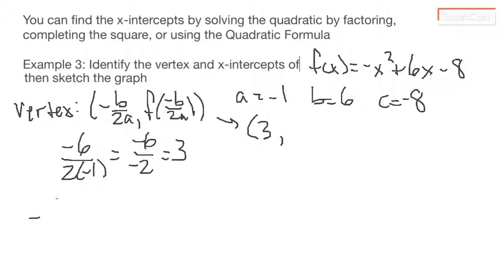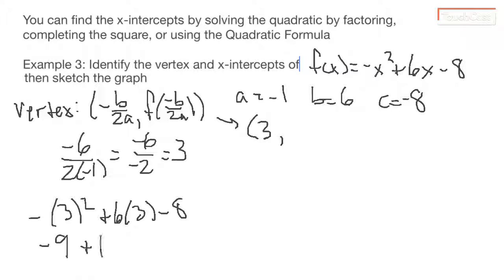Now let's put 3 into the function and figure out what the y-coordinate is. So we're going to have negative 3 squared plus 6 times 3 minus 8. Well, 3 squared is 9. So we're going to have negative 9 plus 6 times 3 is 18. And then we're going to subtract 8. So negative 9 plus 18, that's 9. And 9 minus 8 is 1. So our vertex is at the point 3, 1. We will continue with finding our x-intercepts in our next video.